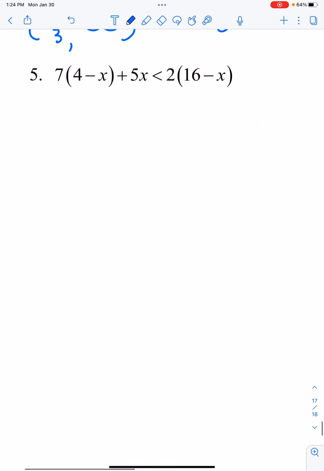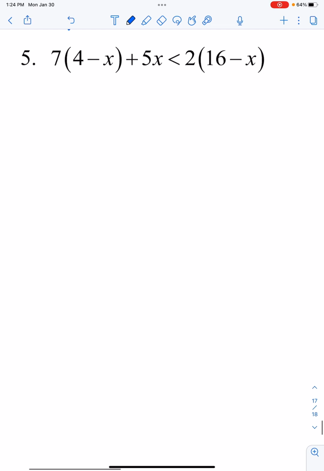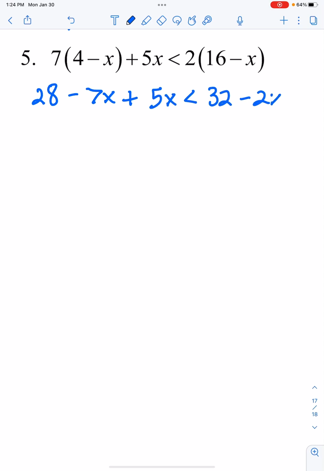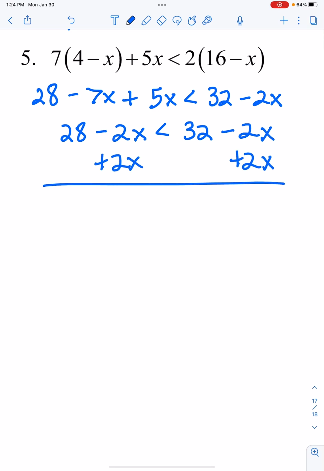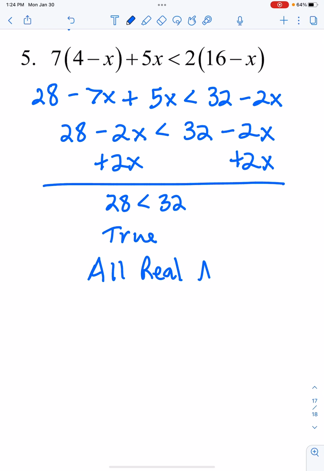As we continue, problem 5, we would start by distributing. 28 minus 7x plus 5x is less than 32 minus 2x. Combining, 28 minus 2x is less than 32 minus 2x. Combining our x terms to one side gets 28 less than 32. We then have no variable left to solve for, and we have to realize that 28 less than 32 is true, which means all real numbers.